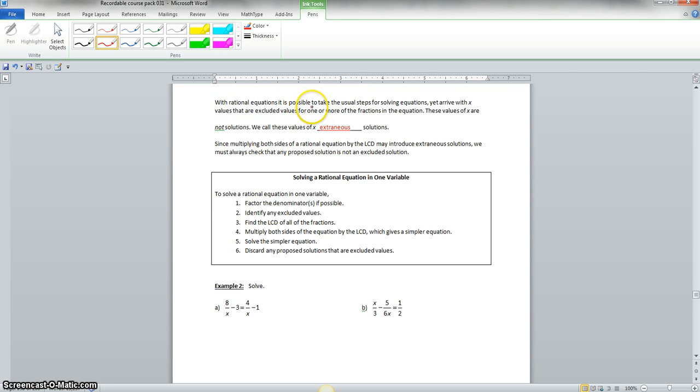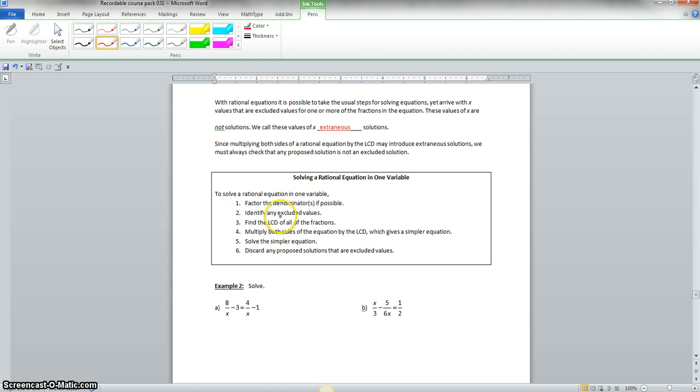Now, with rational equations, it is possible to take the usual steps of solving equations, yet arrive with x values that are excluded values for one or more of the fractions in the equation. These values of x are not solutions. We call these values of x extraneous solutions. Since multiplying both sides of a rational equation by the LCD may introduce extraneous solutions, we must always check that any proposed solution is not an excluded solution, which basically means whatever answer we come up with cannot make the original equation denominator equal 0.